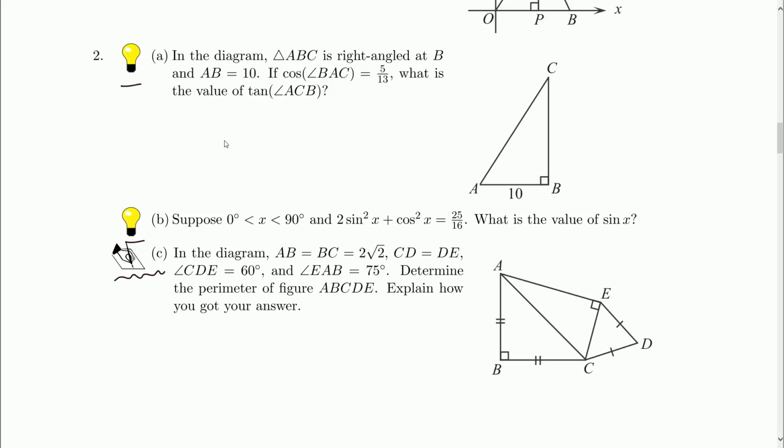Okay? So 2A. In the diagram, triangle ABC is right-angled at B, and AB is 10. If cosine of BAC, this angle right here, is 5 over 13, what is the value of tan ACB? Okay, so that's this one up here. Alright, well, they've given me cosine as a fraction, as a ratio.